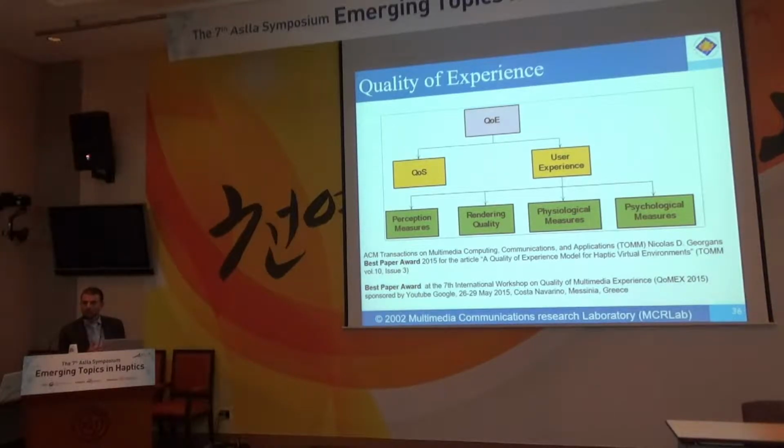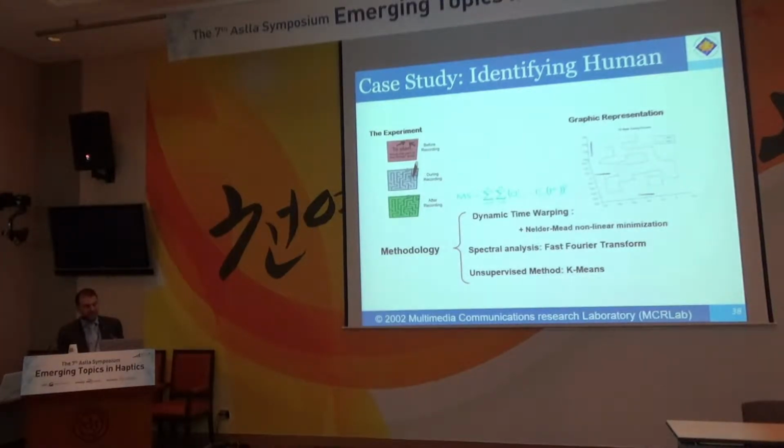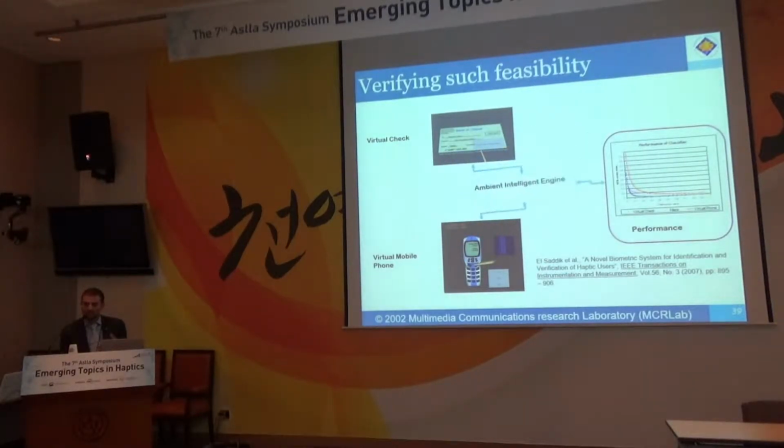Then we built a mathematical model in order to find the relationship between quality of service parameters and quality of experience parameters. Now we assume that haptic, or the way we touch, is unique to a subject, and we performed a couple of studies in order to understand whether haptic can be used as a biometric, and in particular as a behavioral biometric, by applying different types of classifiers and different types of application.